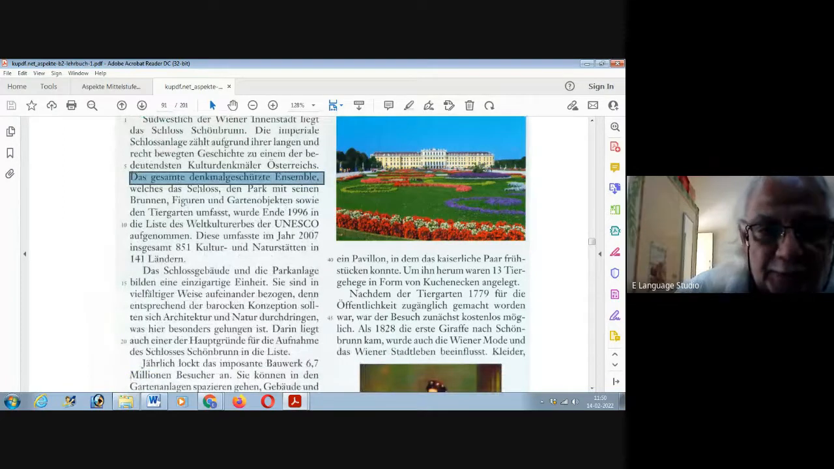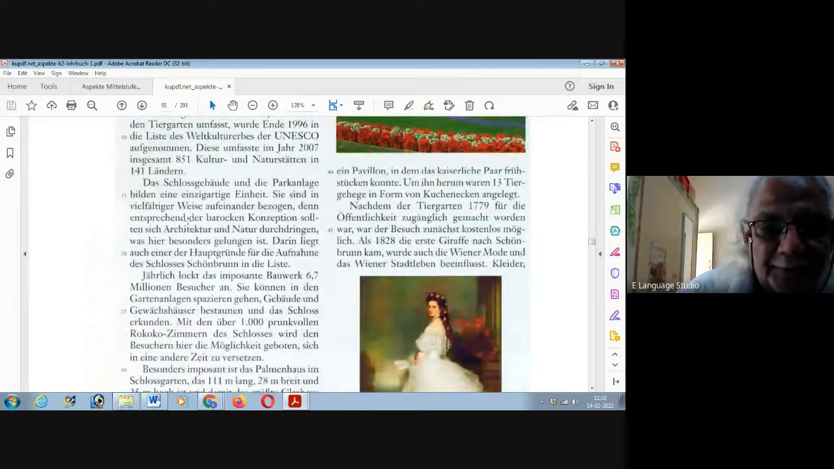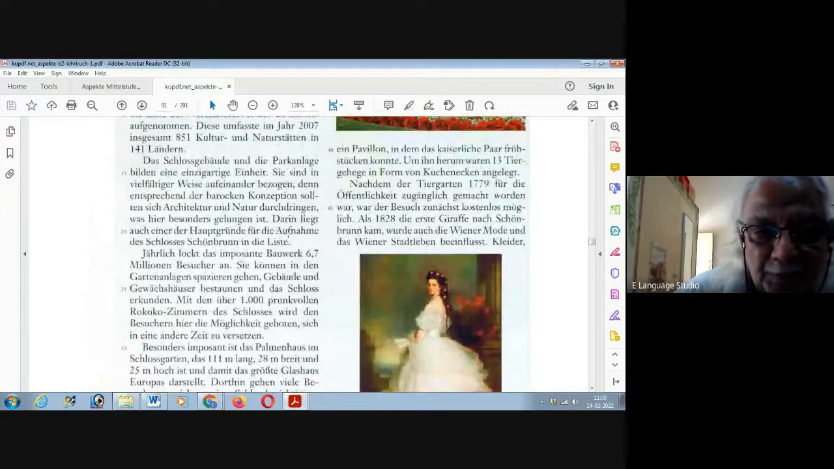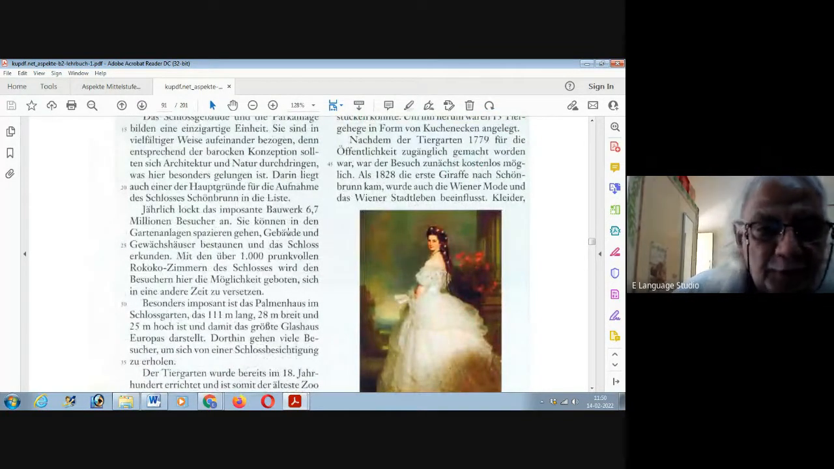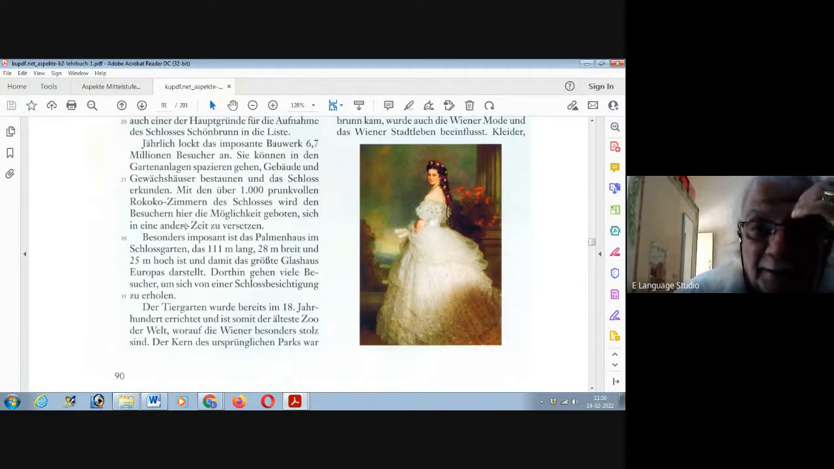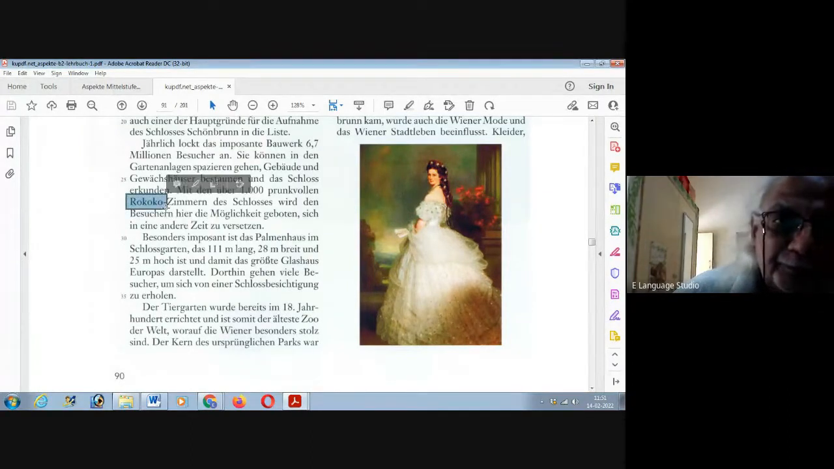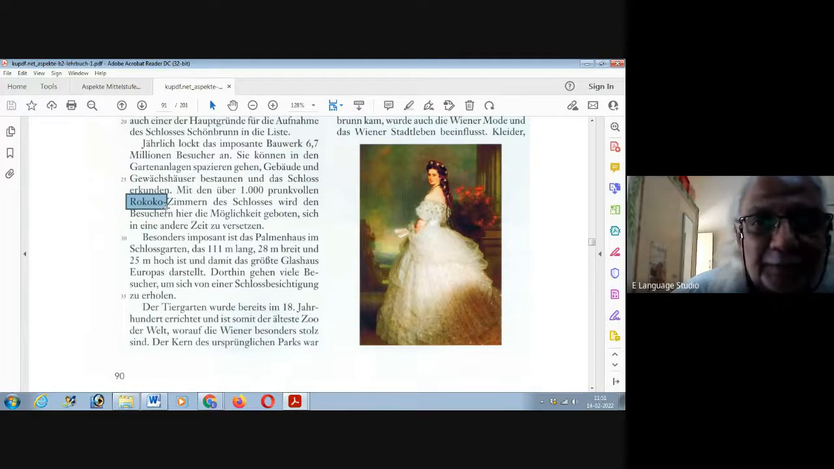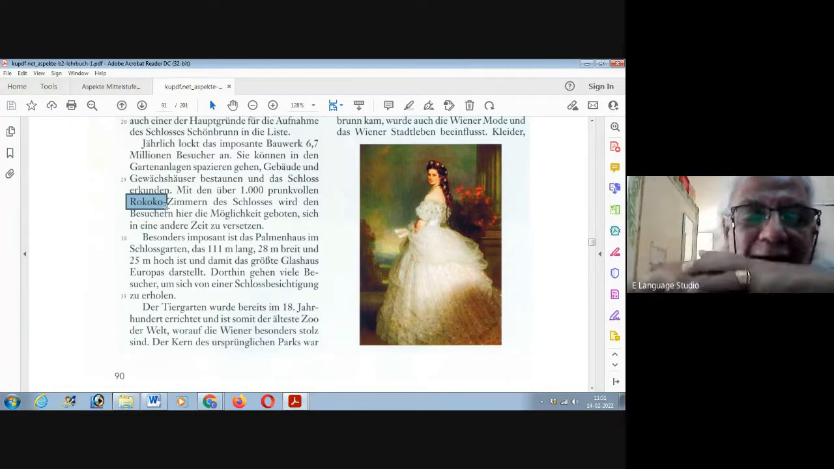So here, see the word they're using, Schloss. Schlossgebäude. They have not mentioned the word Schönbrunn. Then you'll find this here, also the Aufnahme in the list. Gebäude, Schloss. This is Rococo Zimmer. Now, this is something that I would like to read and tell you. Was ist denn Rococo? Baroque, Rococo. Was bedeuten diese Wörter?